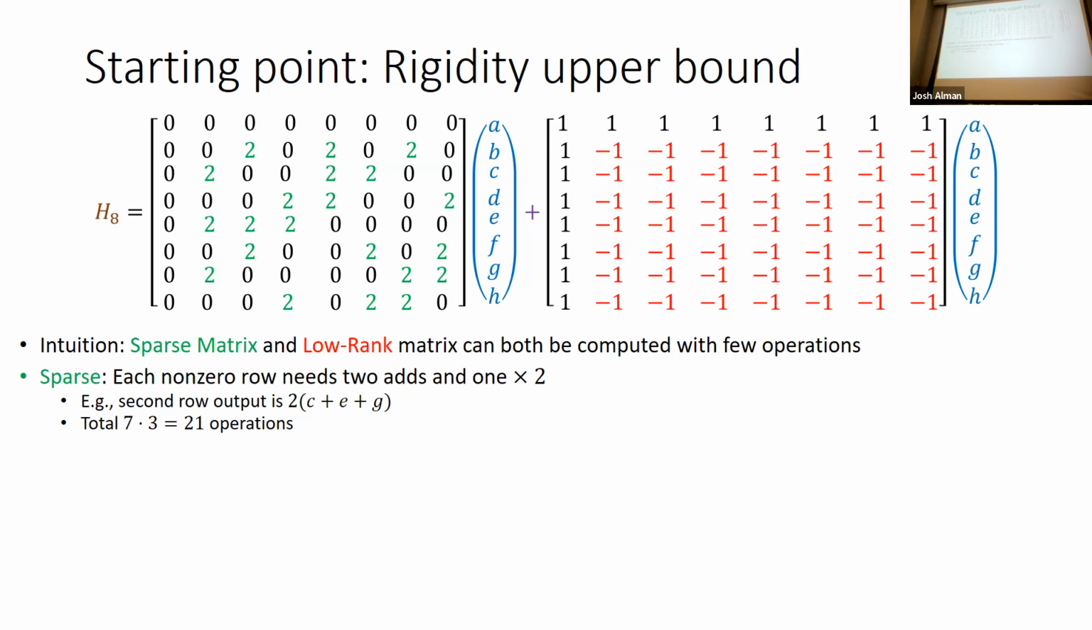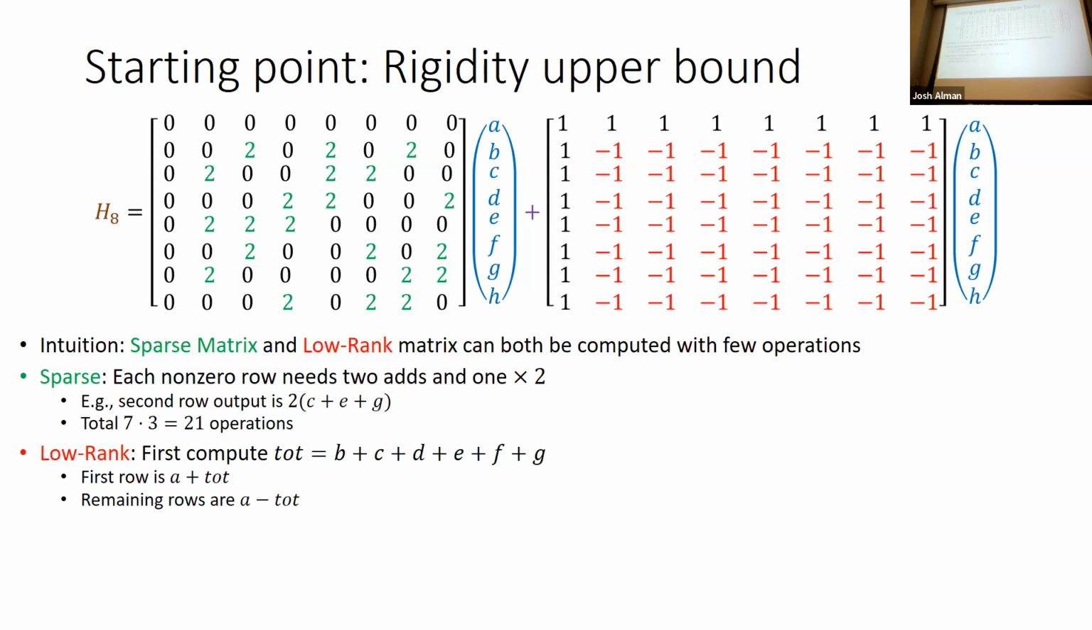The second matrix, we're going to take advantage of the fact that it's low rank. So we'll first compute just the sum of B plus C plus D all the way up to G, like the rows 2 through 8 of the matrix. And then the first row is A plus that, and all the other rows are A minus that. Okay, so the second matrix we can do again with a total of just 8 operations. So these are 2 matrices we can compute with very few operations. And then we also have to combine them together at the end to compute H8.